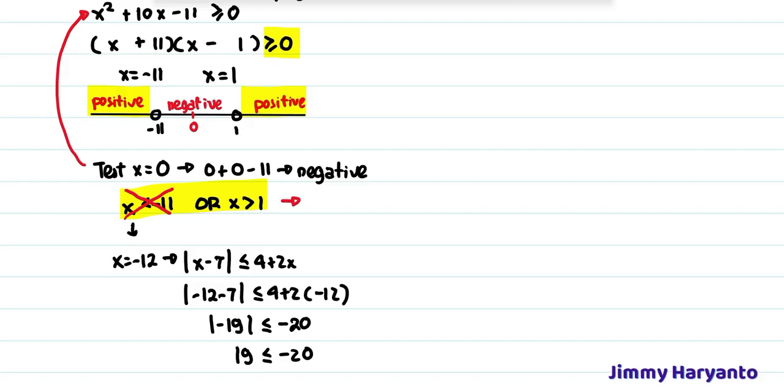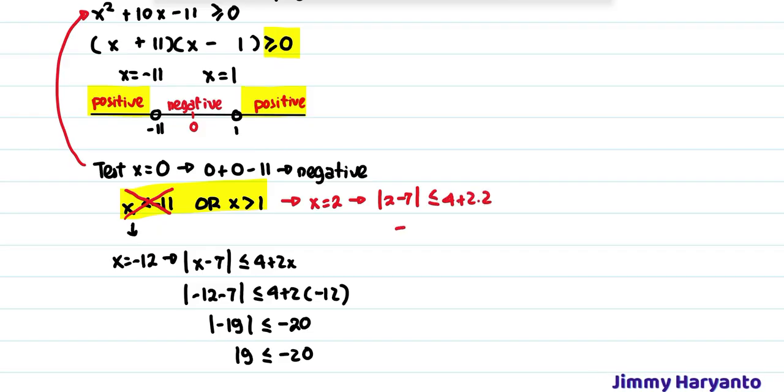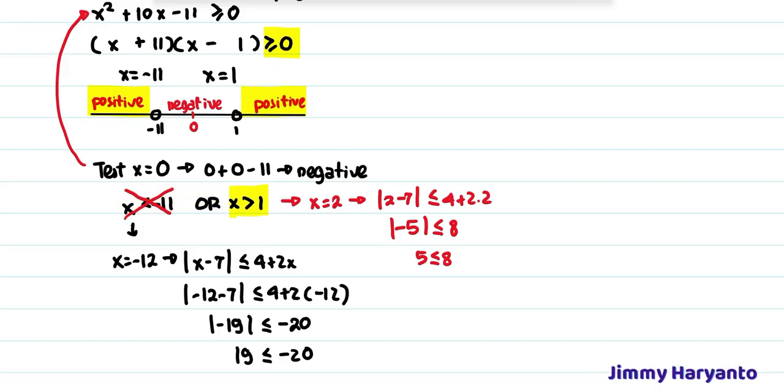How about x greater than 1? The other part is already rejected because it's negative, while the question says greater than or equal to 0. For this one, let's take the closest, which is 2. 2 minus 7 is less than or equal to 4 plus 2 times 2. This one is negative 5, less than or equal to 4 plus 4 equals 8. So 5 less than or equal to 8 is correct. So the solution is only x greater than 1.